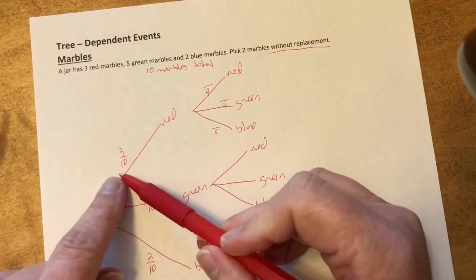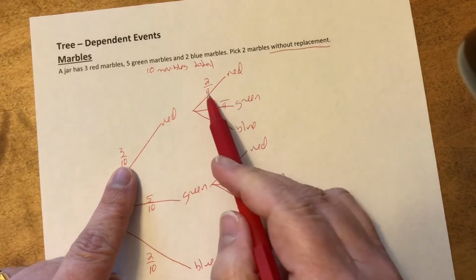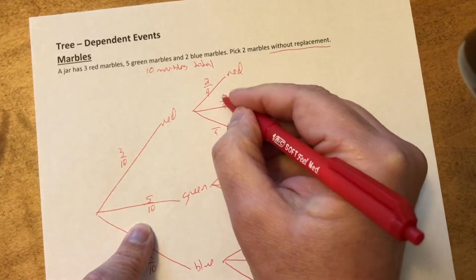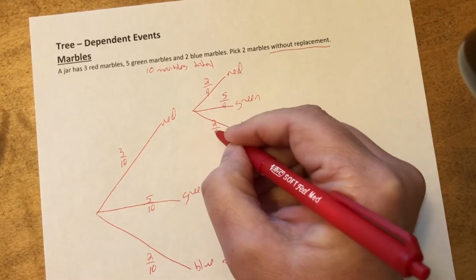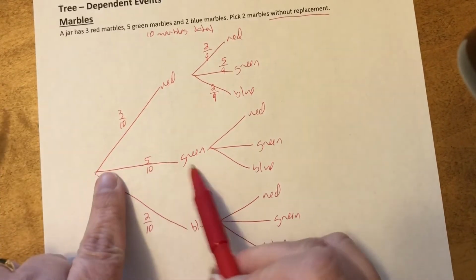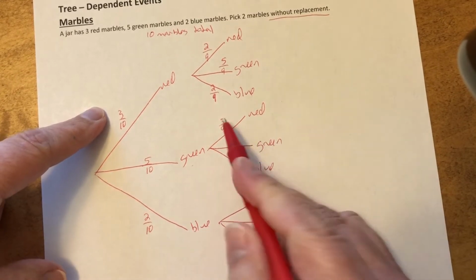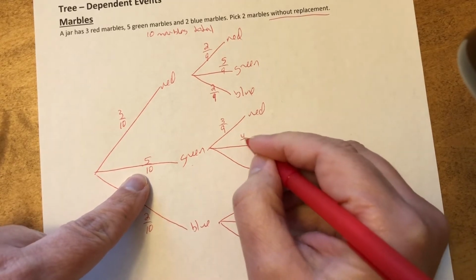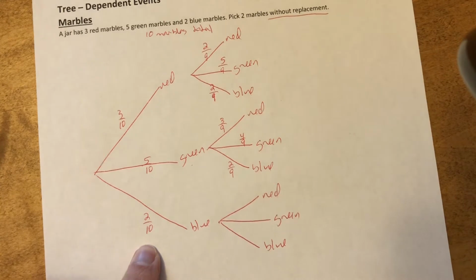Okay? So if I've already picked 1 red marble, I only have 2 reds. So I have a 2 out of 9 chance of getting a second red. I haven't gotten any greens, so I still have all 5 greens, but again, only 9 marbles. And I haven't picked any blues, so I still have all 2 blues. Okay? But again, out of 9 marbles. Off of the green, I still have all my red, but I've got 1 less marble. I've got 1 less green and 1 less marble. So this is 4 out of 9. I still have the blues, but 1 less marble.